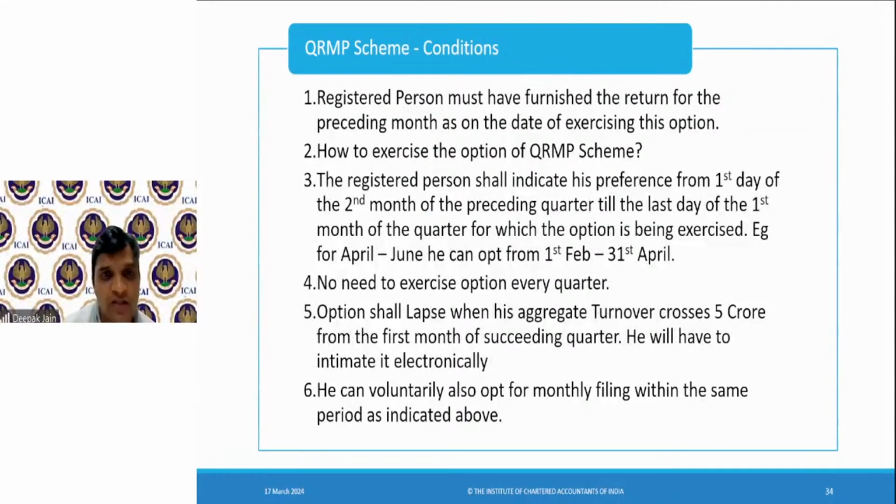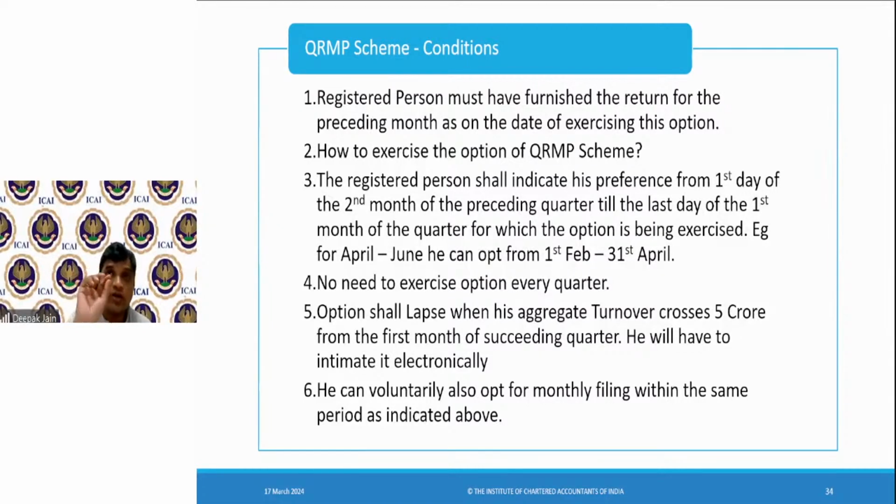What are the conditions to get into the QRMP scheme? The first condition is you should have furnished all your outstanding returns. ऐसा नहीं कि आपका पुराना रिटर्न पेंडिंग है और आप अभी QRMP स्कीम में मजे कर रहे हो, नहीं, अलाउड नहीं है. आपको पुराने रिटर्न्स फाइल करना है, फिर ही आपको QRMP क्वार्टरली रिटर्न्स फाइल करने का ऑप्शन मिलेगा. How do I exercise this option of QRMP?